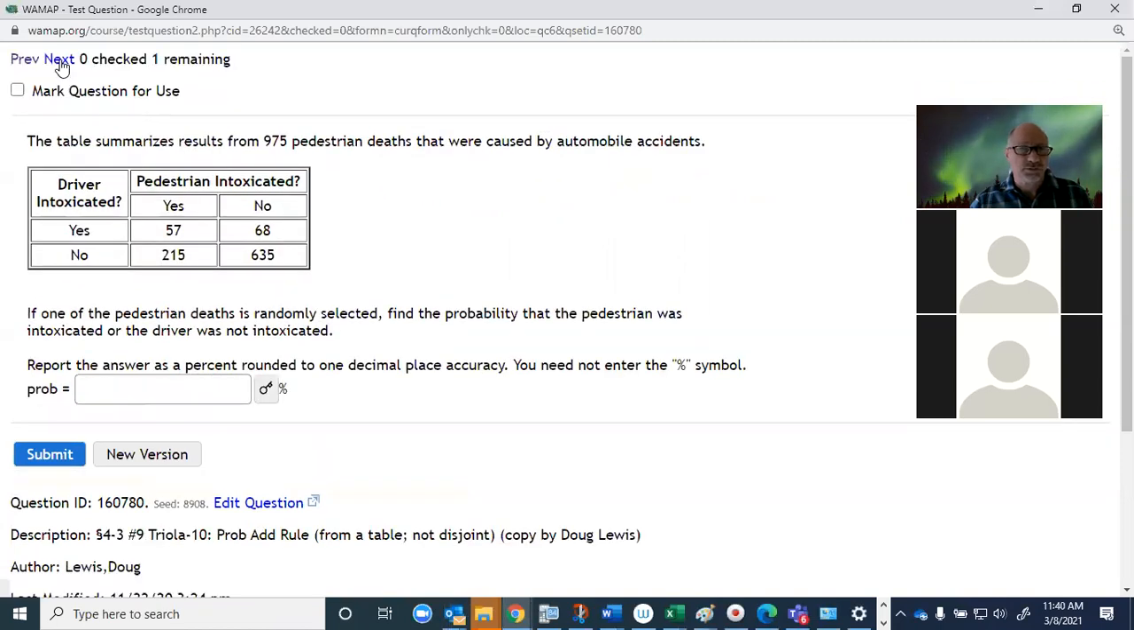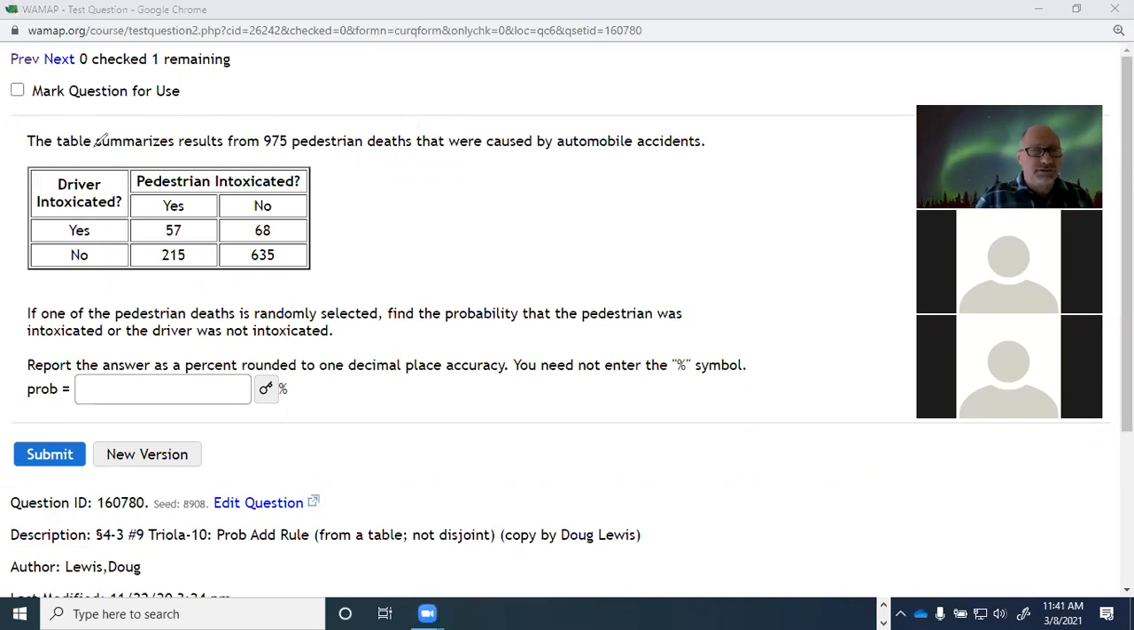Should have an OR problem here. So this is an OR probability. Now we haven't talked about how to calculate OR probabilities. They're very different. So let's go ahead and read through this. It says the table summarizes results from 975 pedestrian deaths that were caused by automobile accidents. So this is where someone was walking and somehow they were involved in the automobile accident.